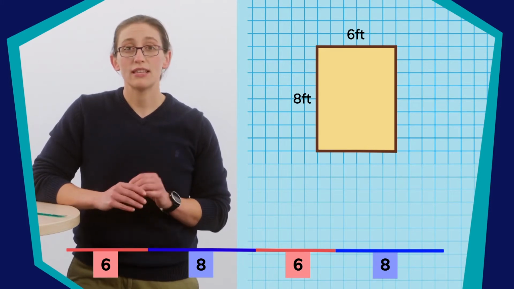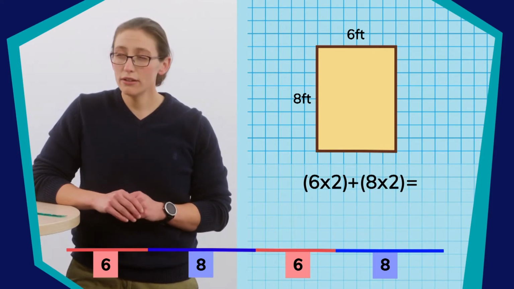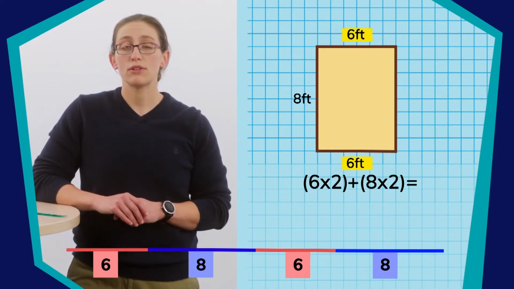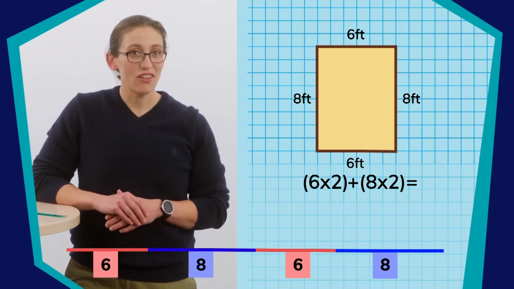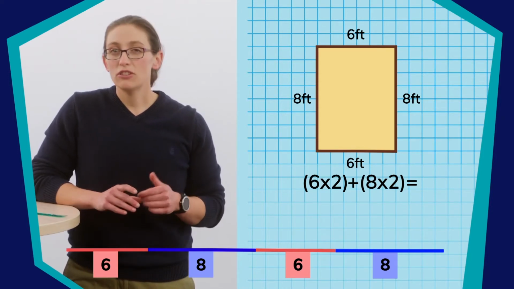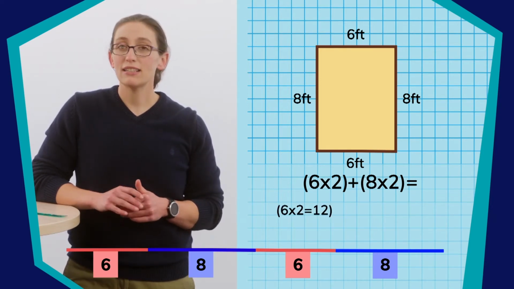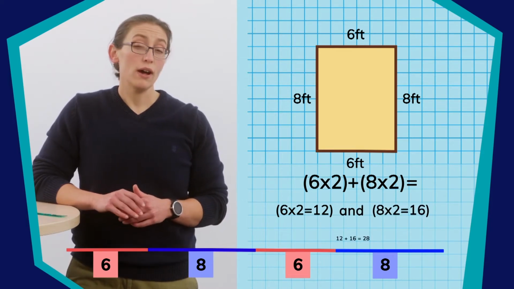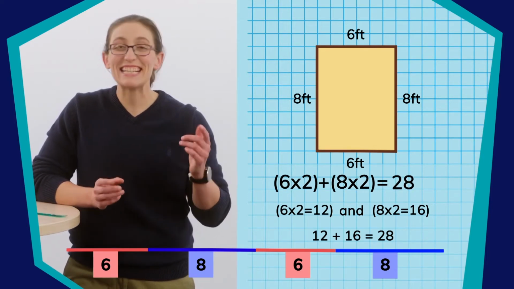Another option I heard was that someone did 6 times 2 plus 8 times 2. I wonder why that would work. I see that there are 2 sides measuring 6 feet and 2 sides measuring 8 feet. Do you think they saw that and decided that multiplication was a better option for them to solve it? Let's try this out and see if it matches what we got from our last time solving it. So 6 times 2 equals 12, and 8 times 2 equals 16. 12 plus 16 equals 28. But 28 what though? Exactly, feet.